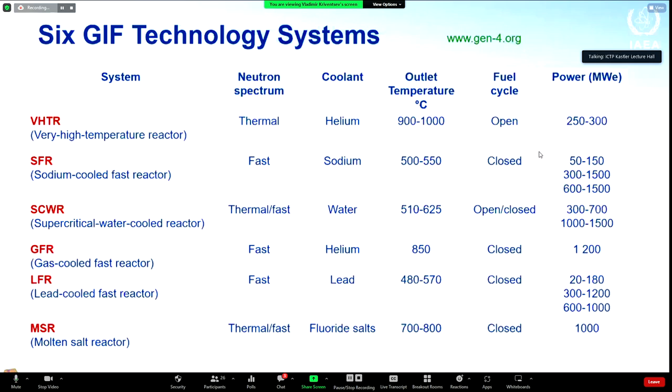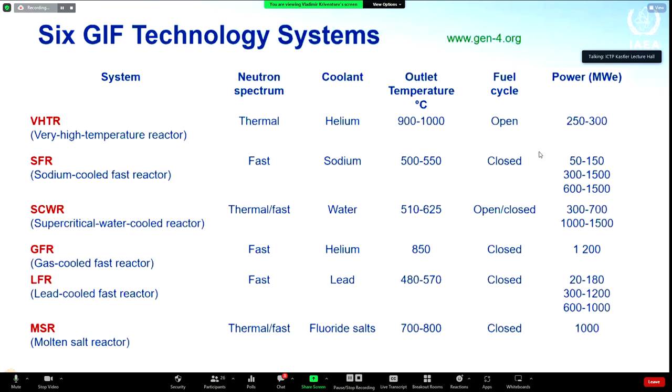We have a gas-cooled fast reactor, which is also a high-temperature reactor cooled by helium, but working in a fast spectrum, compared to the very high-temperature reactor, which is also a gas reactor cooled by helium but working in a thermal spectrum. Temperatures are lower for the gas-cooled fast reactor compared to the VHTR. Then the lead-cooled fast reactor, which includes lead or lead-bismuth eutectic, and molten salt reactors, of which there are several types, can work in thermal or fast spectrum, and there are several concepts.